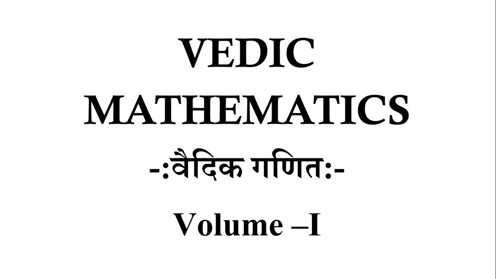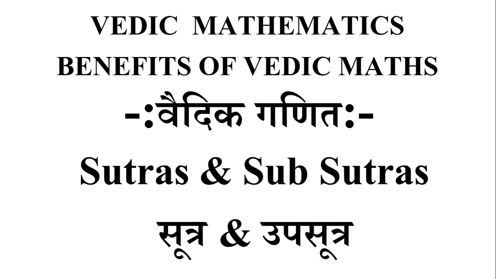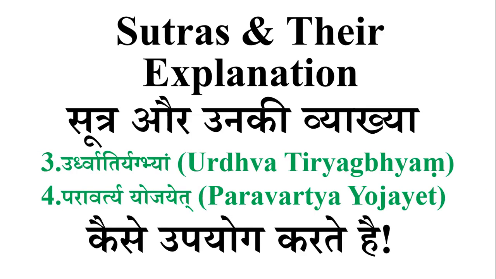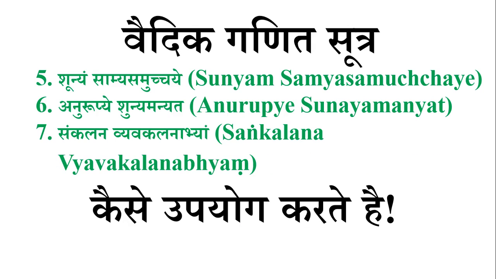And in this video, we're covering a concept of Vedic mathematics. We are going to learn three more sutras and how to use them. In my previous videos, I spoke about four sutras, four formulas, and this is going to be the next one, where we are going to learn the fifth, sixth, and seventh. The fifth one is Shunyam Samya Samuchaye, the sixth one is Anurupye Shunyamanyat, and the seventh is Sankalana Vyavakalanabhyam. These are the three sutras we are going to learn.